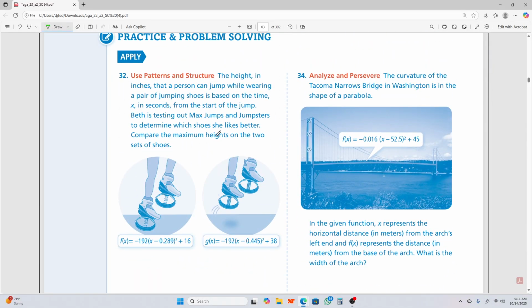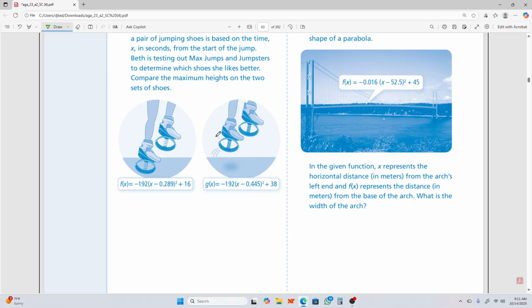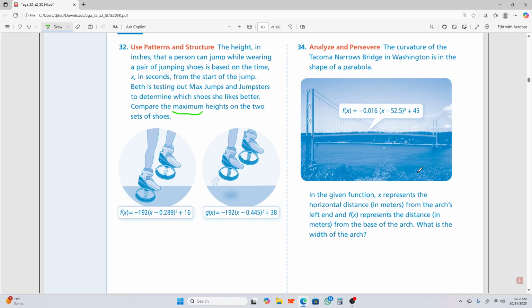Compare the maximum heights of the two sets of shoes. So by looking here, this is similar to the other word problem. Maximum height, keyword maximum. That's the y coordinate of your vertex. That's all you're comparing. Number 32 and number 34.